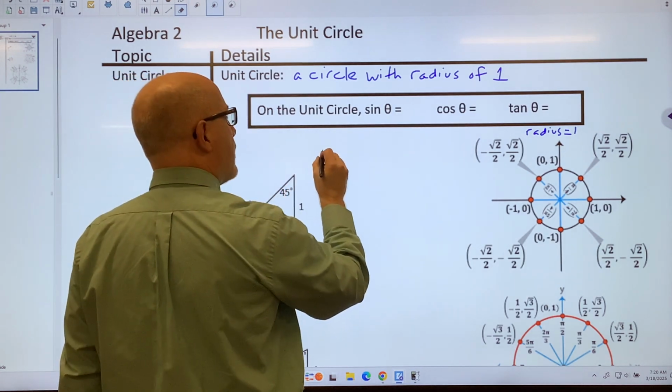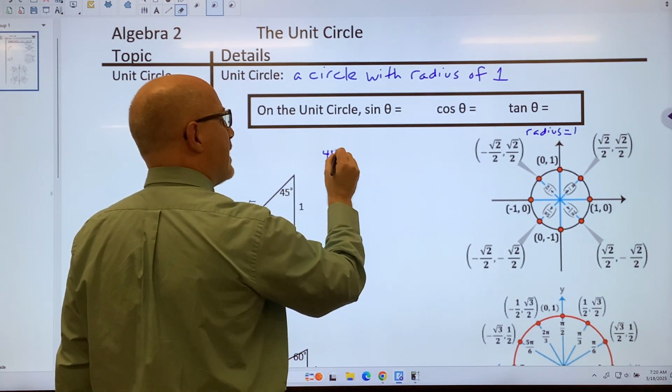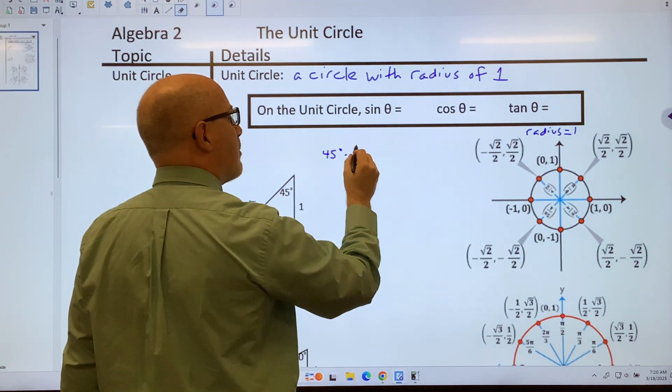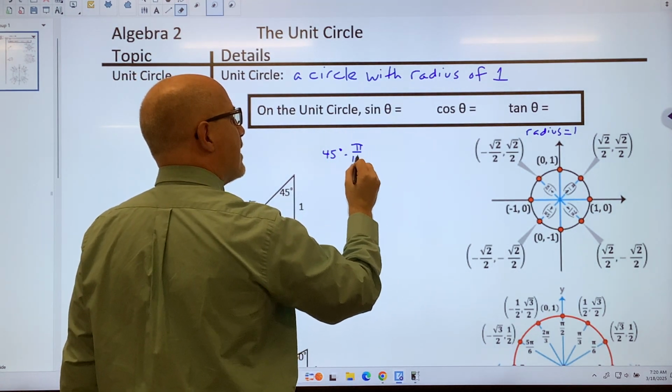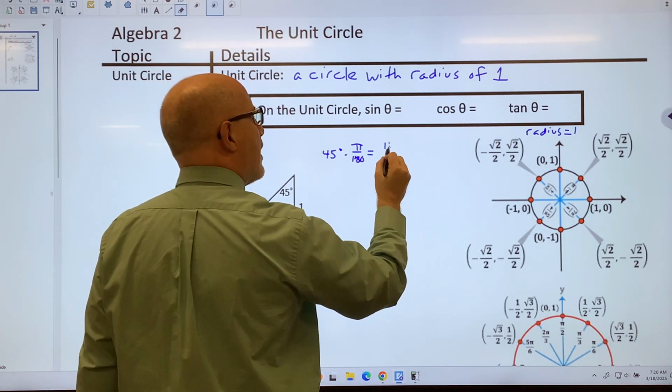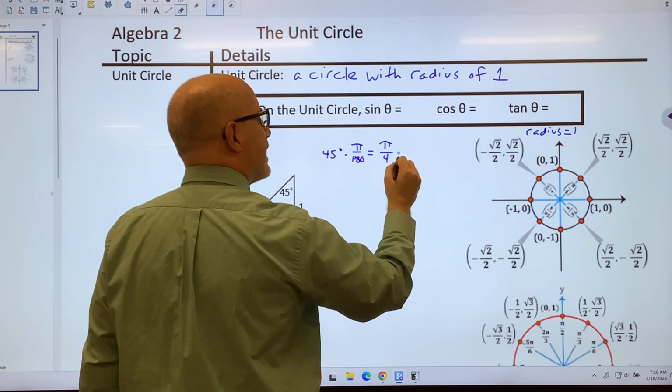Just remember that if we want 45 degrees to be in radian values, we would multiply this by pi over 180 in order to convert it. And so this would equal pi over 4 radians.